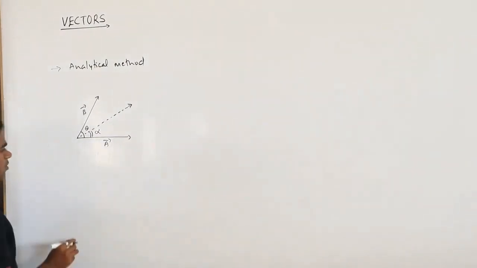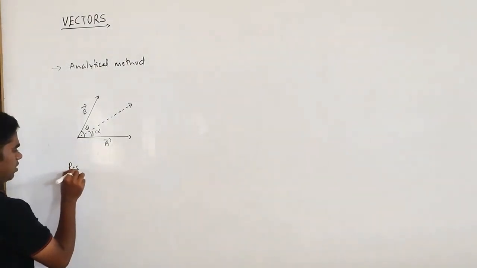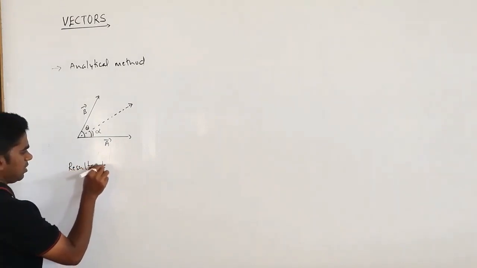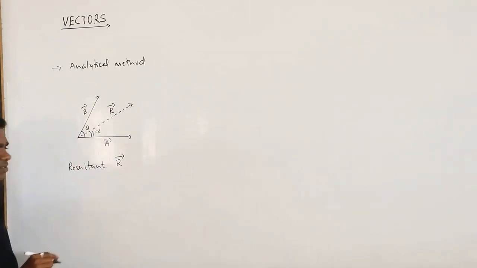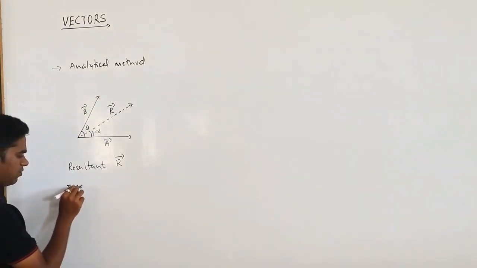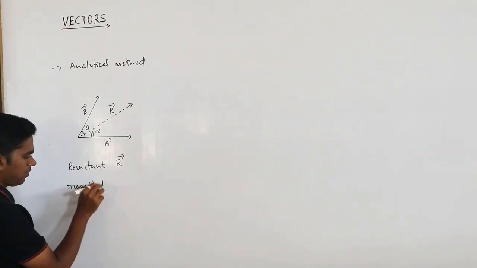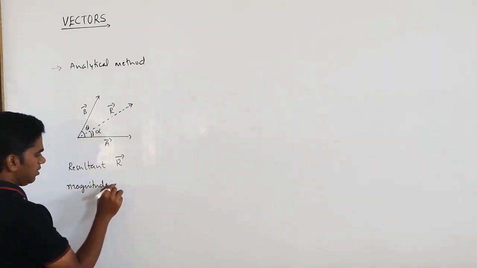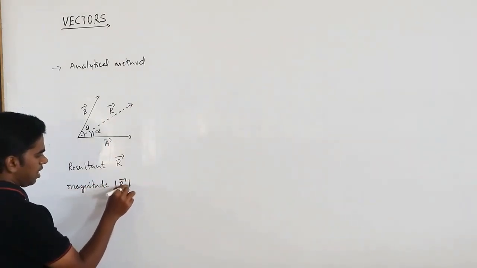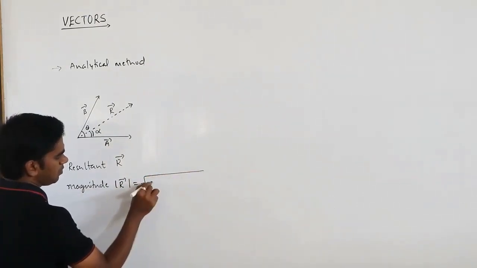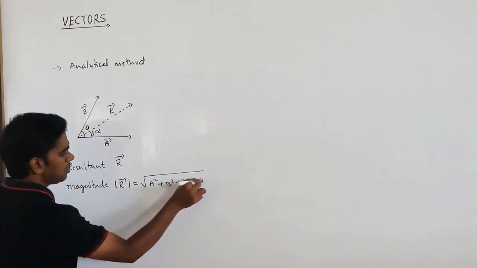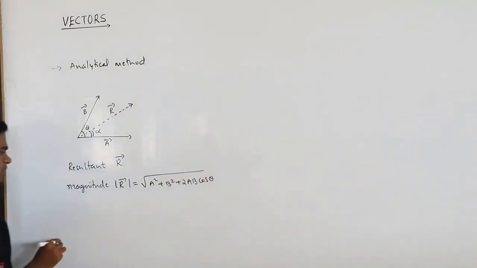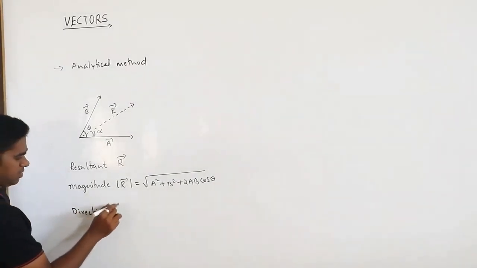What is the resultant? The resultant is vector R. First we have to find the magnitude of the vector. The magnitude of vector R is equal to the root of a square plus b square plus 2ab cos theta.